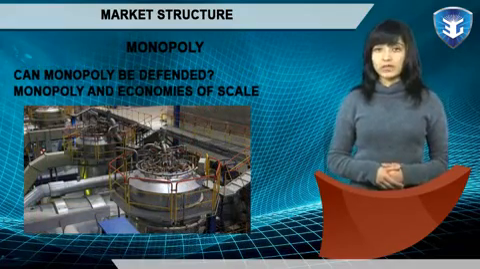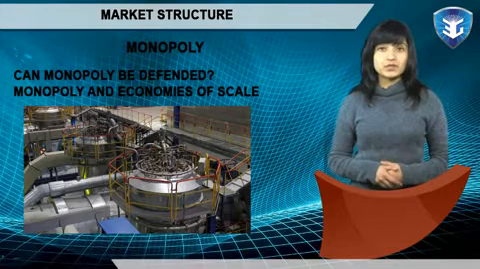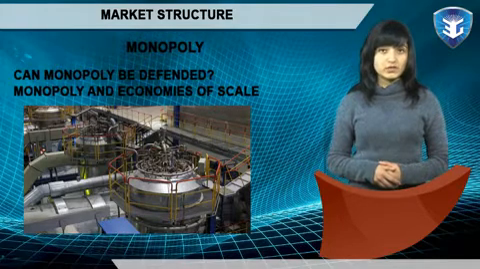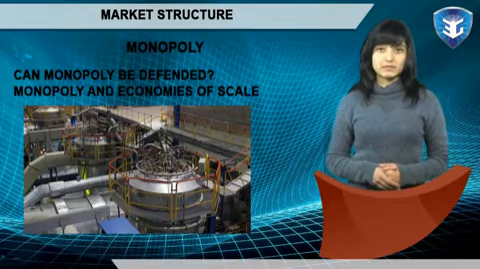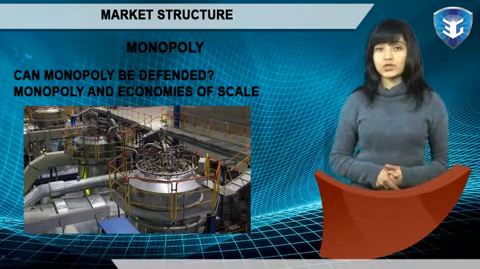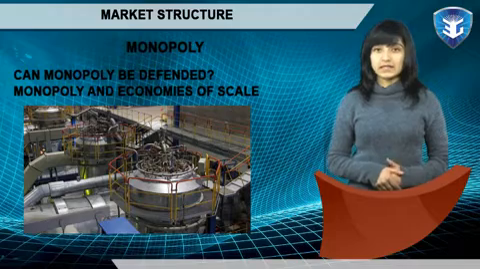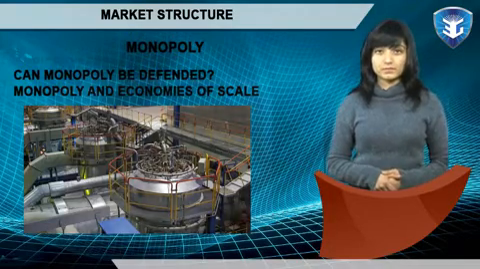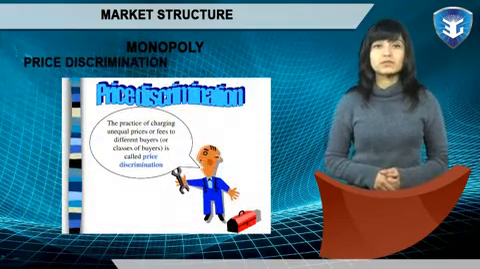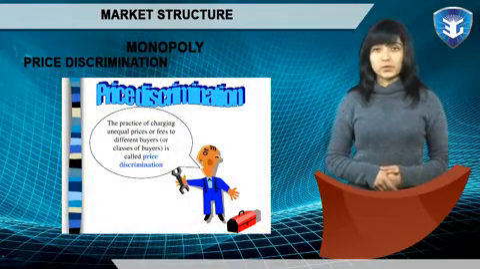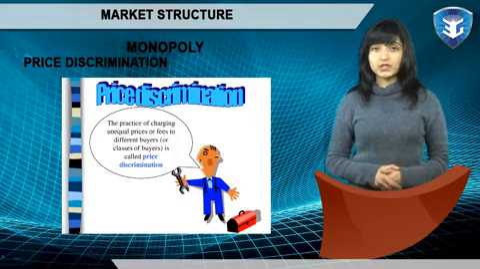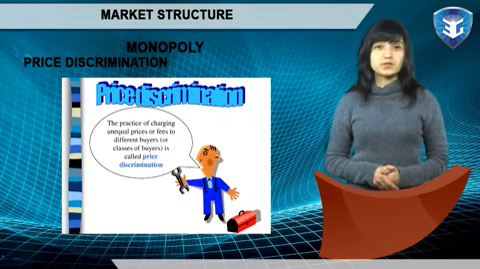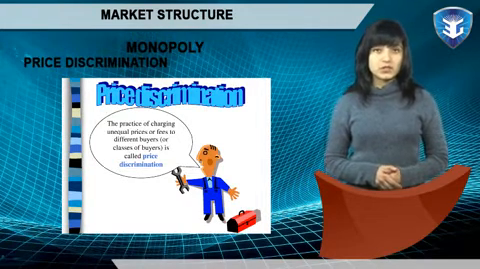Monopoly and economies of scale, because monopoly producers are often supplying goods and services on a very large scale. They may be better placed to take advantage of economies of scale, leading to a fall in the average total costs of production. Price discrimination. Are there potential welfare improvements from price discrimination? Some forms of price discrimination benefit certain consumers.